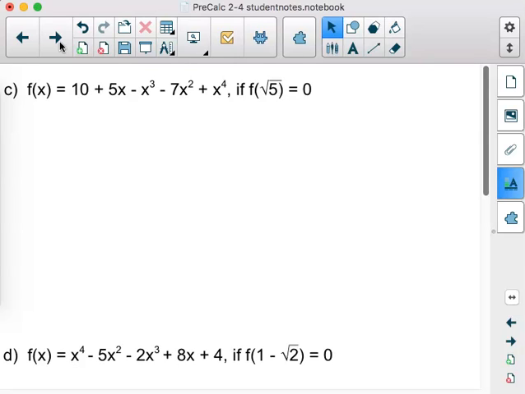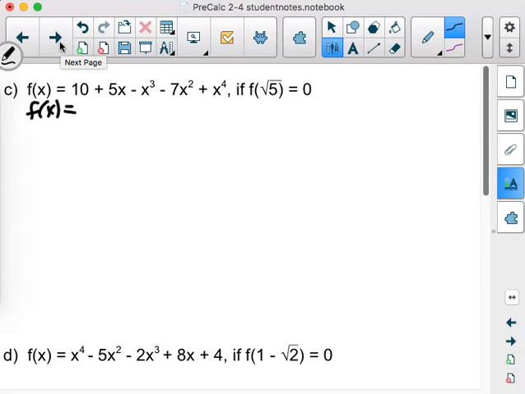Alrighty, so now we're at the top of the next page, and it says f of x equals 10 plus 5x minus x cubed minus 7x squared plus x to the 4th, and they're giving us a 0 of the square root of 5. But the first thing you notice is, this isn't written in standard form. So we have to put it in standard form. And that will be x to the 4th minus x to the 3rd minus 7x squared plus 5x plus 10. All right, it's a degree 4 polynomial.